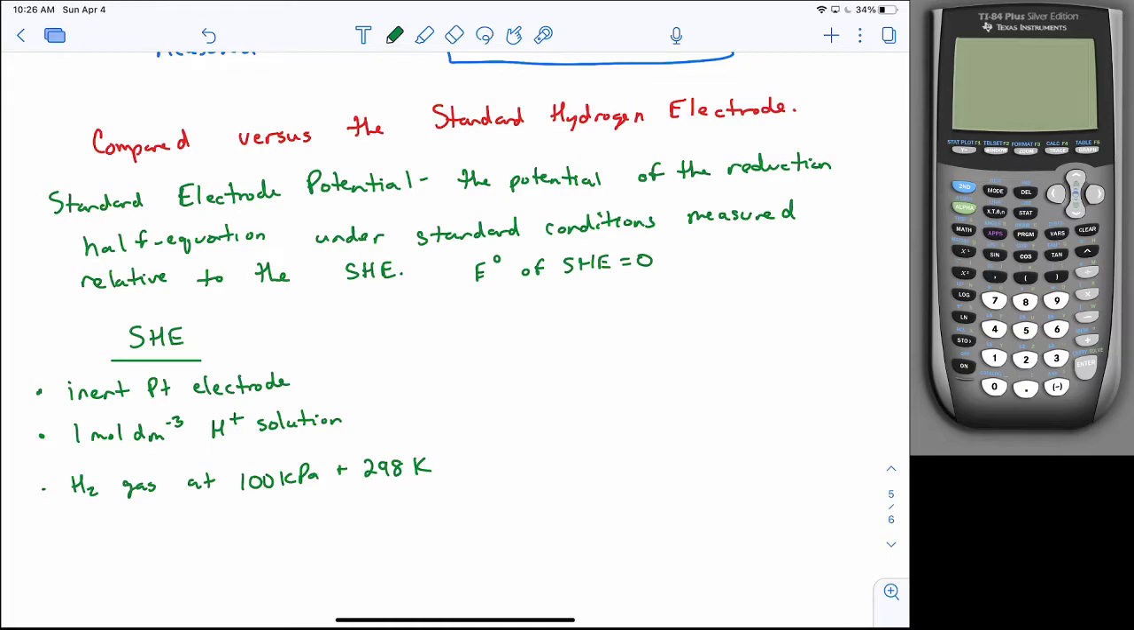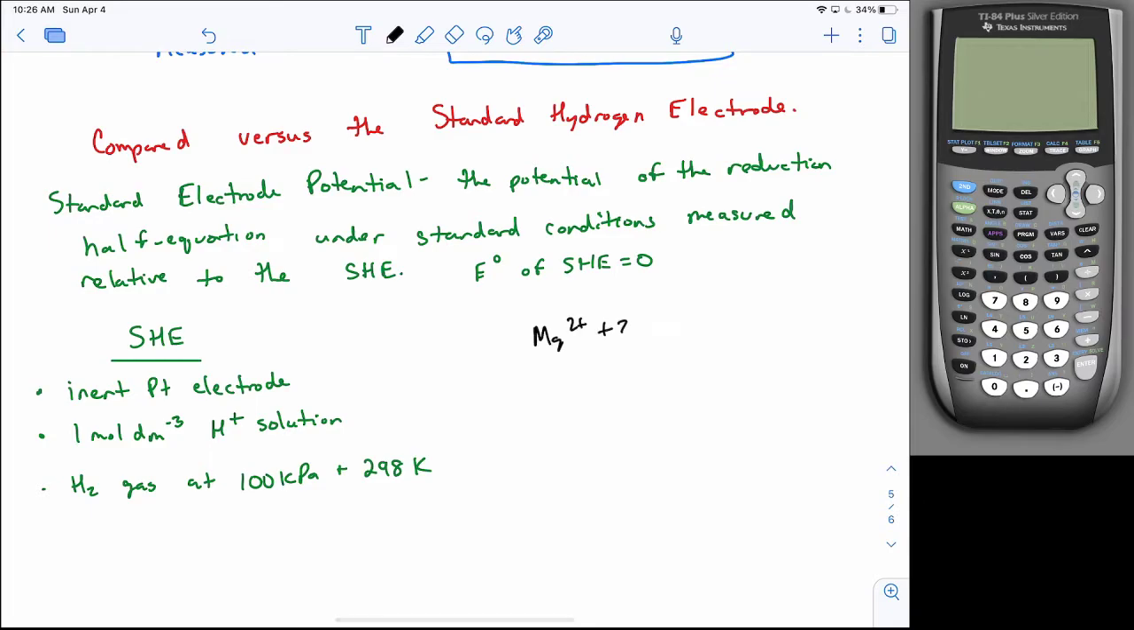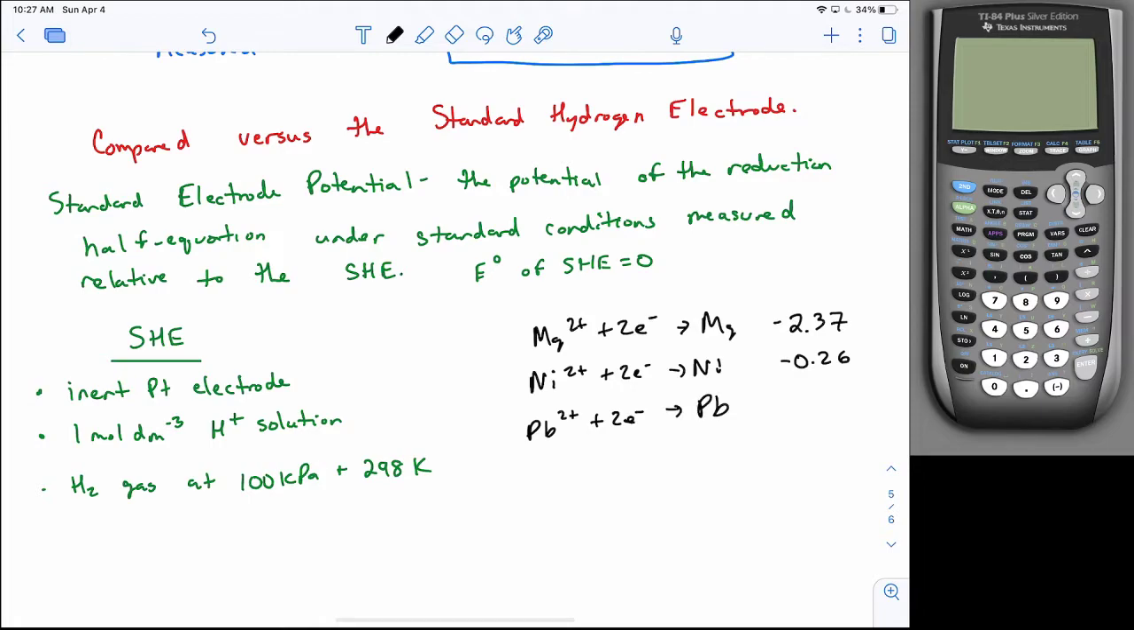And so all these values you see on that chart are relative to that. So you might see something like Mg2+ plus 2 electrons yields Mg is negative 2.37. And you might see something like Ni2+ plus 2 electrons yields Ni, which is negative 0.26. I'm going to pick a couple of these out here just to show what we're talking about. Okay. So these are a couple samples from the table that I'm going to use here because I want to talk about this in a couple of different terms, okay?